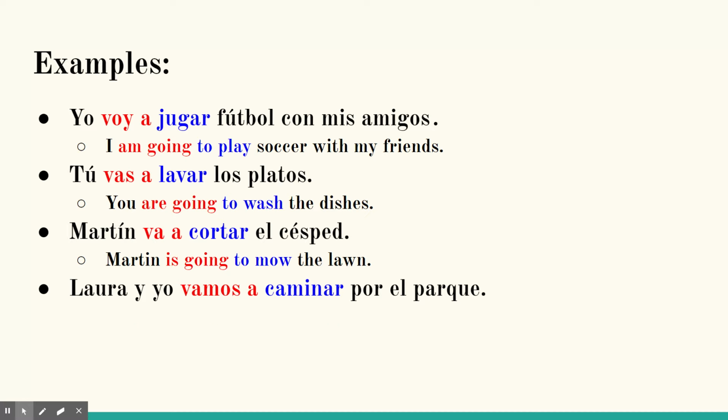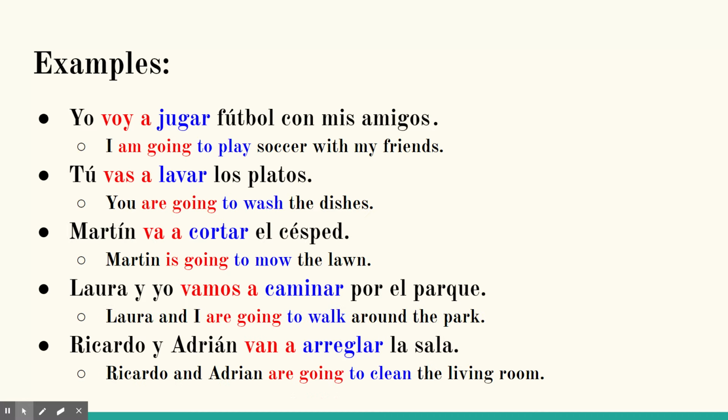Same thing for these two sentences. Laura y yo vamos a caminar por el parque. Laura and I are going to walk around the park. And Ricardo y Adrián van a arreglar la sala. Ricardo and Adrián are going to clean up the living room. Okay. Now, this is the concept. It's not that complex or complicated. Now, let's do some practice. Please make sure you write down all of this on your notes before moving on to the next slide.